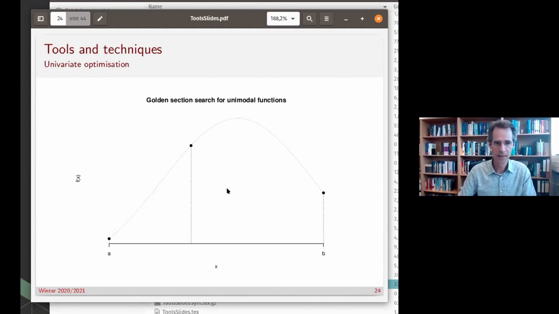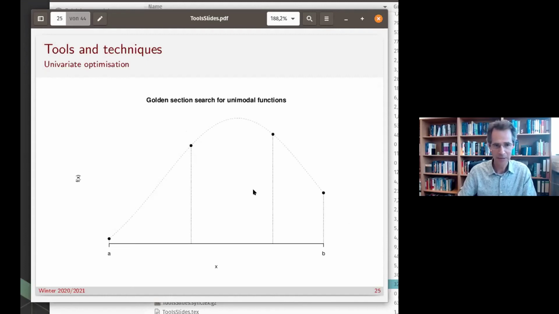How does it work? Well, it starts by evaluating the function at the left and right boundary of the interval, so at A and B, and at a point which is not exactly in the middle, but which is just the golden section. So it's a certain fraction of the interval, and you evaluate the function here as well. Then you have these 3 points.